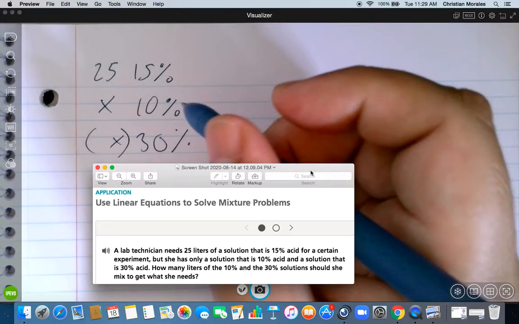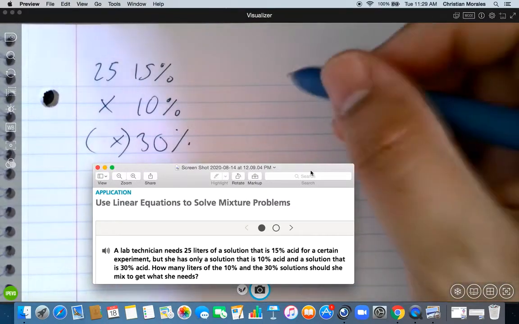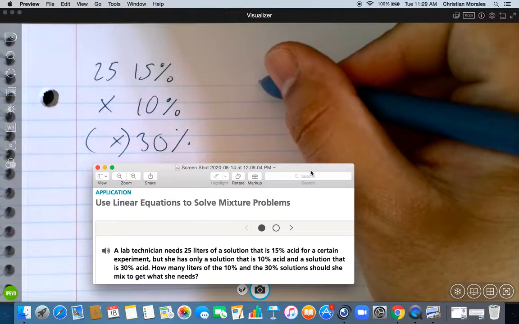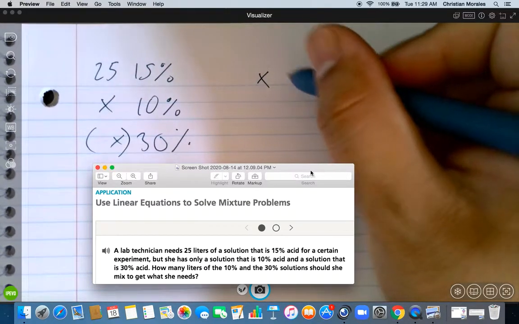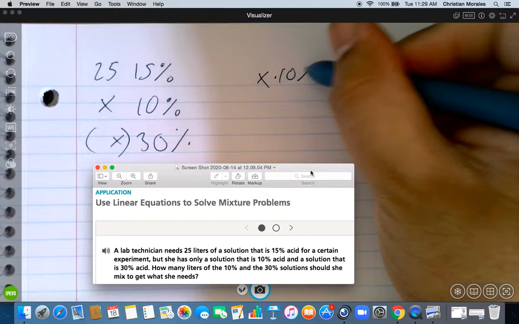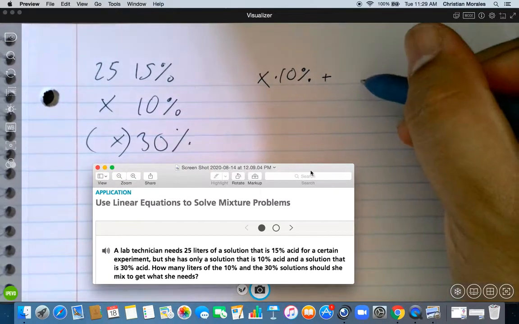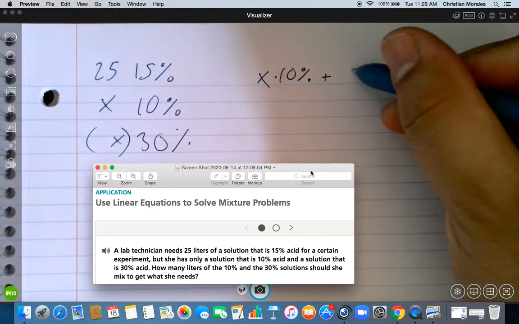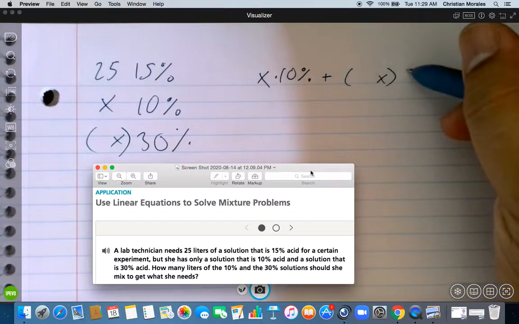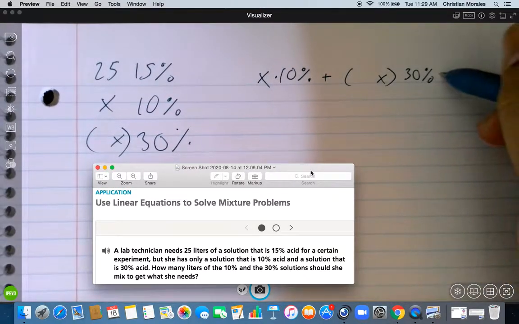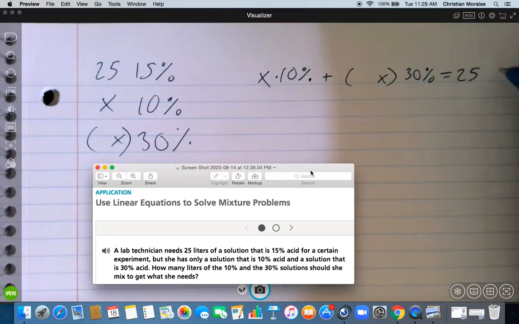So this is how it works. When I write this out, X solution at 10% plus this solution at 30% will make 25 liters at 15%.